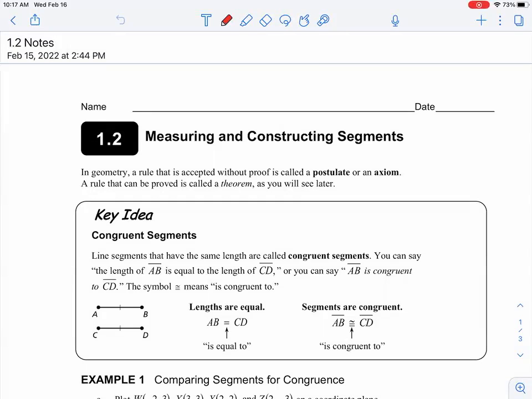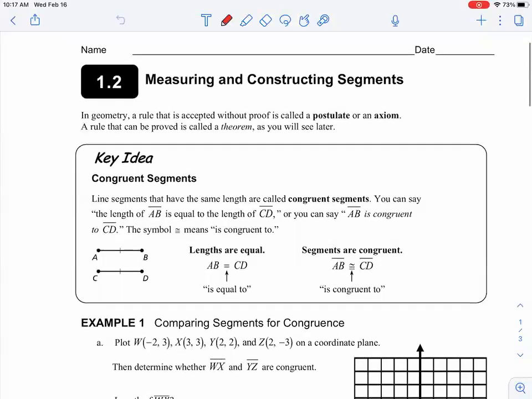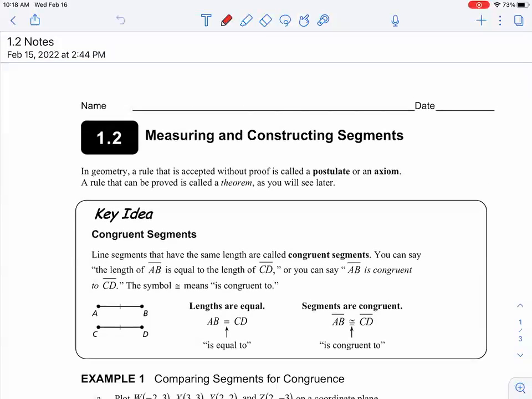So if you have trouble finding that again, please let me know. But 1.2 is going to be about measuring some things and constructing segments. The 1.1 stuff was very much about notation. So today we'll throw a couple of new terms at you, but we're going to be coming up with some numeric answers, some things that you might think, oh, this is a little bit more math type.